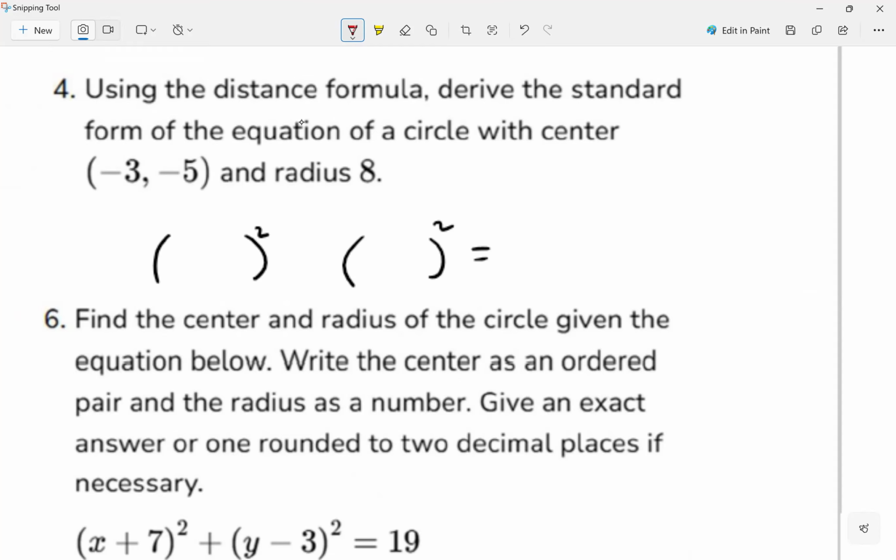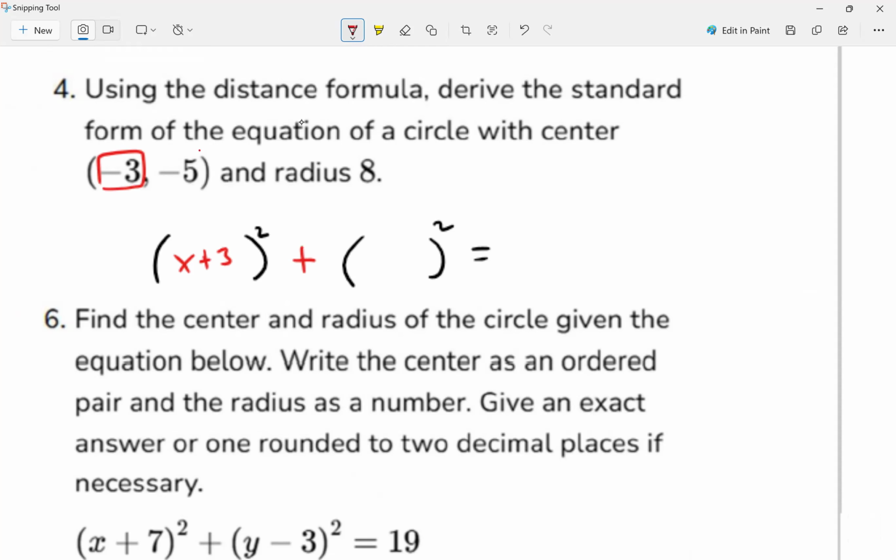And then for the first parentheses, I'm looking at my x value. My x is -3 here. So I'm just going to write x plus 3. Remember, opposite sign. If it was +3, I would have said x minus 3. Then in between the parentheses, I have to choose the plus sign.